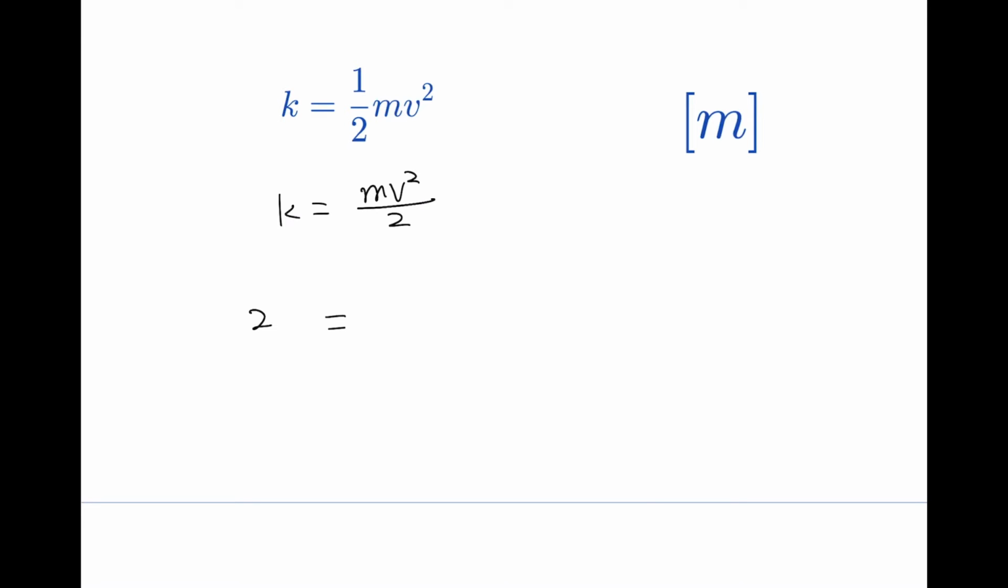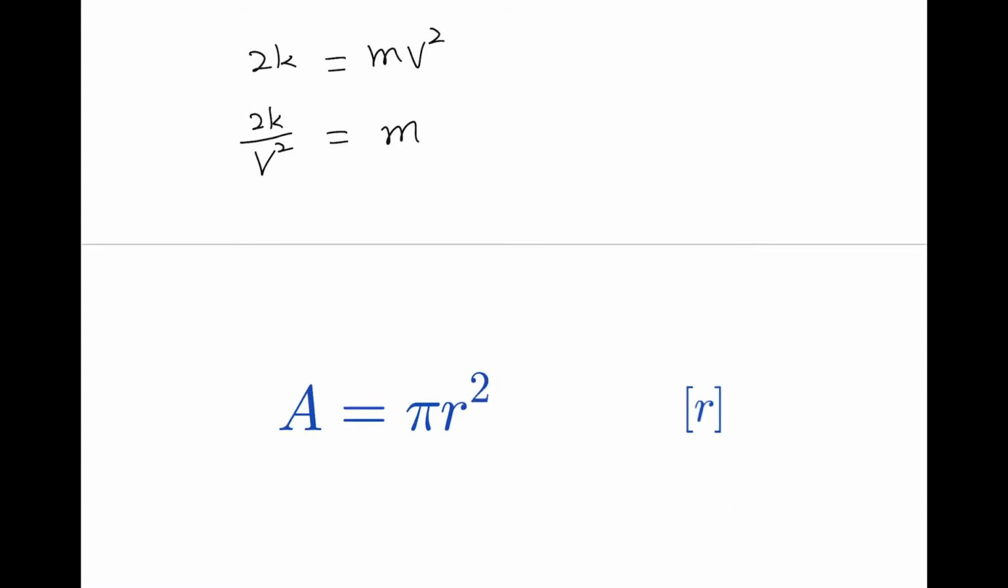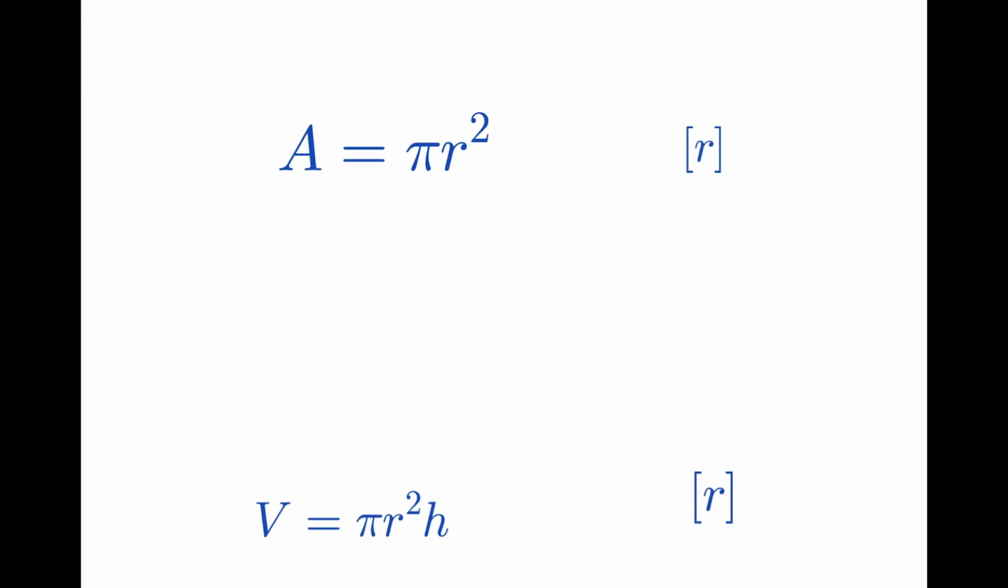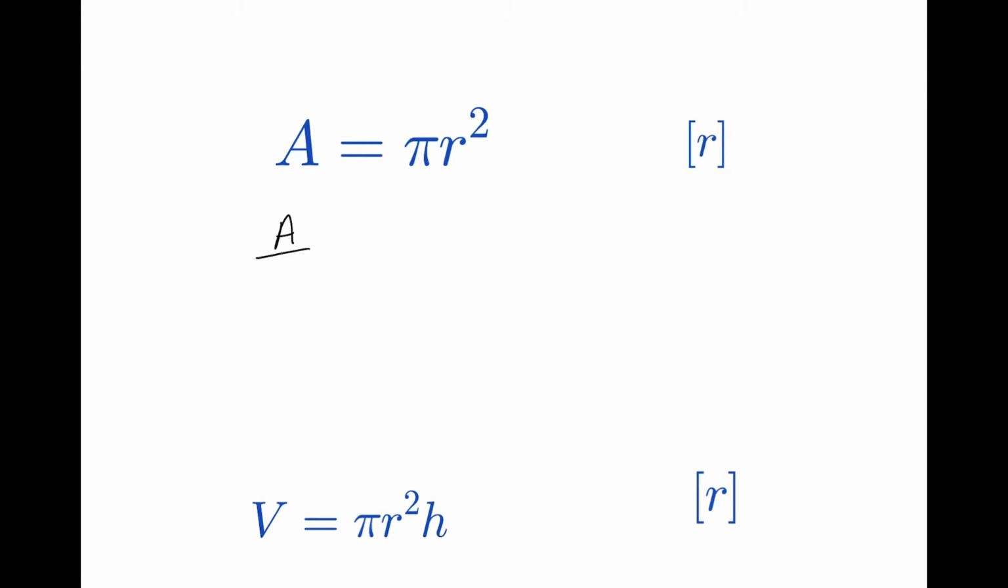Next, k equals 1 over 2 mv square. You don't need a 2 first, and then you also don't need a v square. Cool. Continue. You don't need pi first, r square. And then you also don't need a square, so what you do is under root it. Same here. This pi r square is the area of a circle. Area equals pi r square.